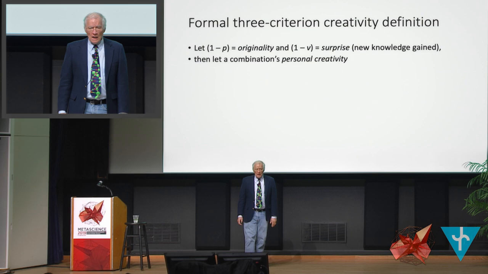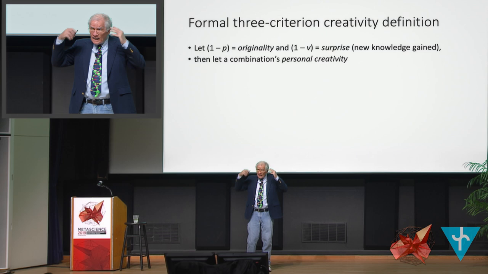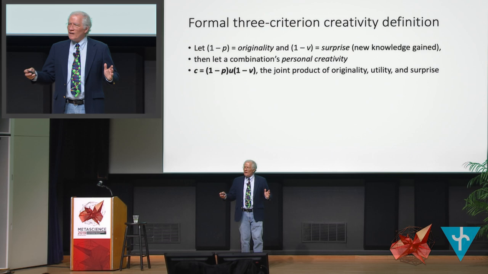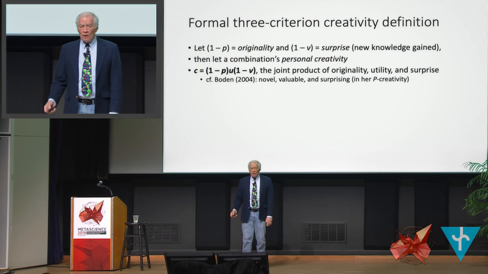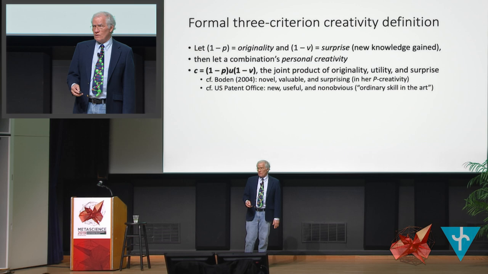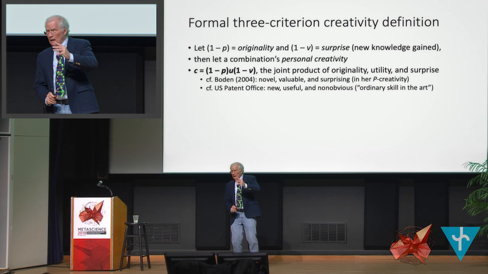Then let a combination's personal creativity, because again, I'm talking about what's going on inside of a single scientist's head, equal the joint product of originality, utility, and surprise. I just have a fancy representation of it, but it's just multiplying originality, utility, and surprise together. And this may seem exotic, but it's actually isomorphic with other people's definitions of creativity that you see from time to time. For example, Margaret Boden talked about novel, valuable, and surprising when she talked about P creativity or psychological creativity. The US Patent Office uses new, useful, and non-obvious, where the latter is in terms of ordinary skill in the art. And non-obvious is just the opposite side of surprise.